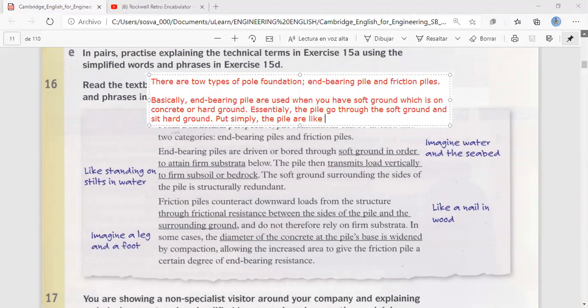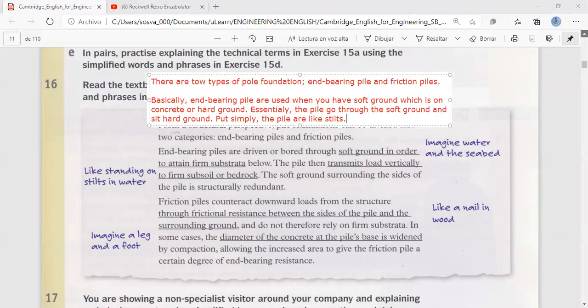What are the piles? ¿Qué son las piles? Son las bases. We can mention them as stilts. Do you know what stilts are? I don't know what stilts is. Stilts are in Spanish los zancos, los que dan altura. So in this case, in constructions, the piles are the stilts. Son como los zancos, lo que le da altura al edificio. Aquí lo compara de esta manera simple, por eso dice put simply.